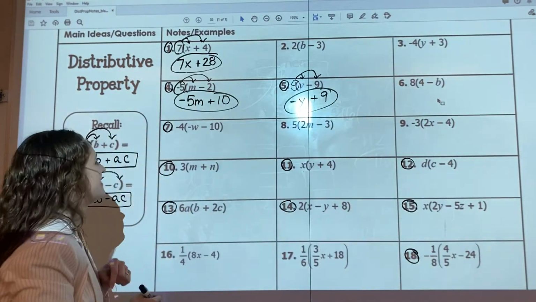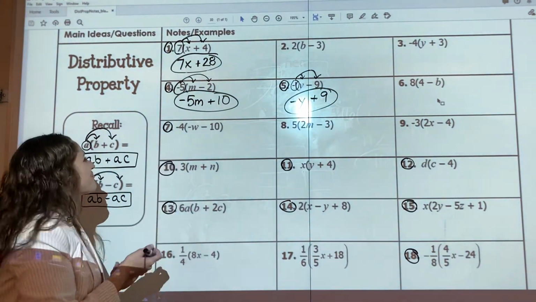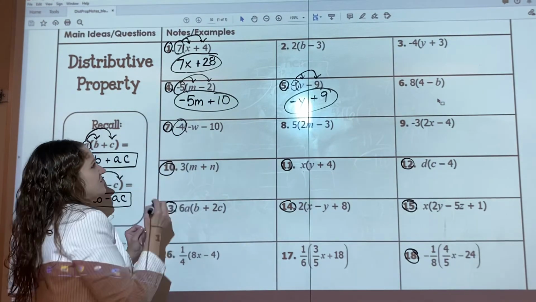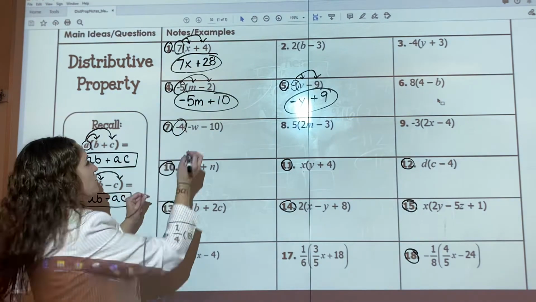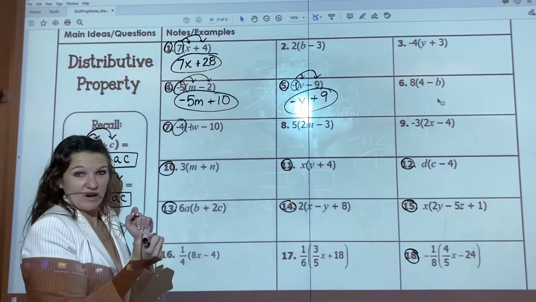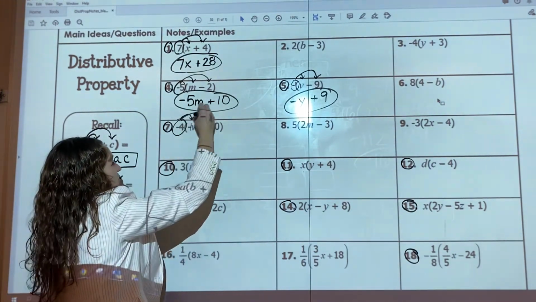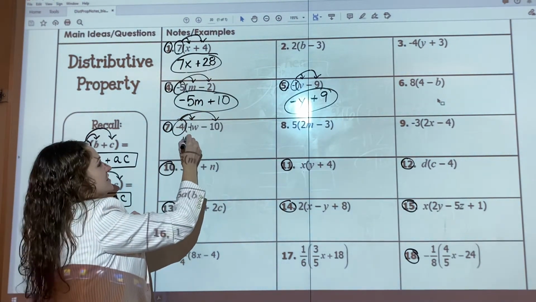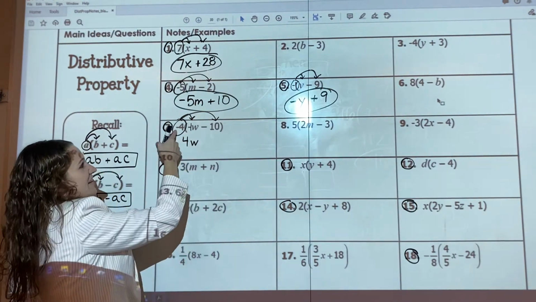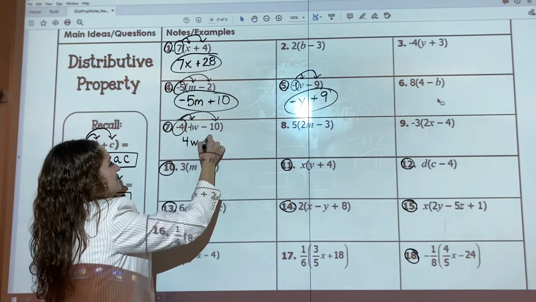All right, let's jump down here. Similarly, we have negative w, which can also be written as negative 1w. So when I distribute my negative 4 here, I'm going to have negative times a negative gives me a positive 4w. Negative 4 times negative 10 gives me a positive 40.